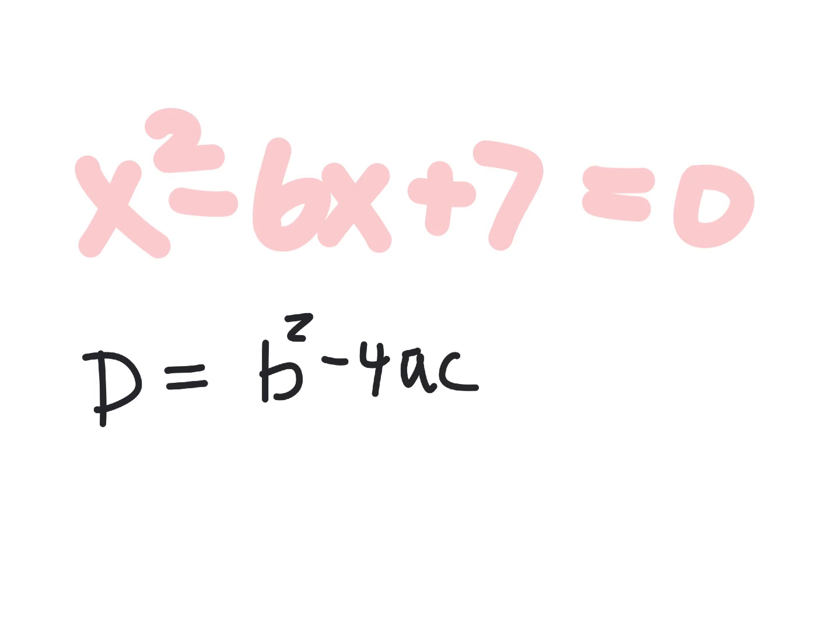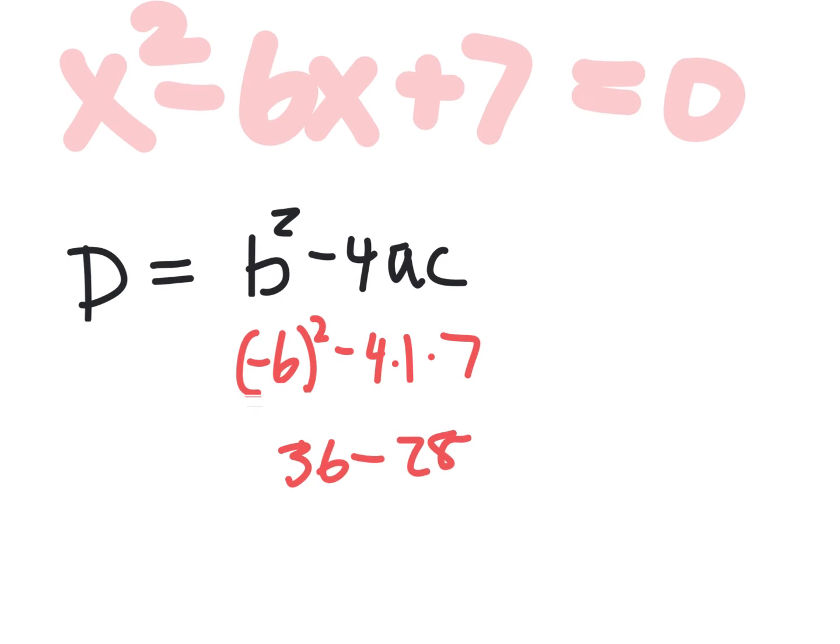And now we'll figure out what it is, and then we'll see if it's positive, we're going to have 2 answers. If it's negative, we aren't going to have any real answers. And if it's 0, we'll get 1 answer, and that 1 answer will be the vertex. Okay, so you tell me, does this thing have 1, 2, or no solutions? Well, I'm going to put in B is negative 6. Minus 4 times A is 1 times C is 7. And then I get 36 minus 28. And what is that?